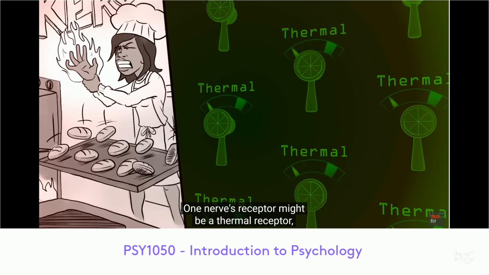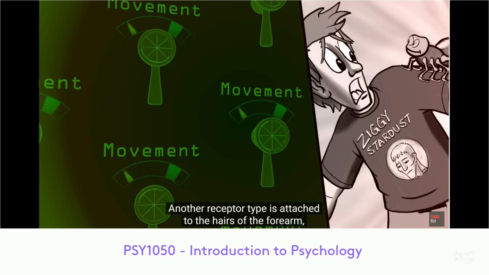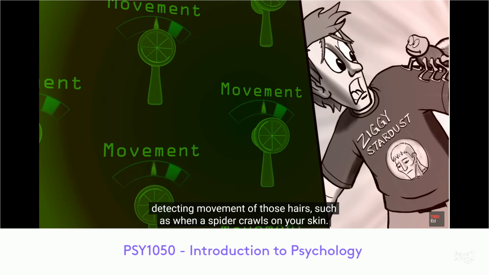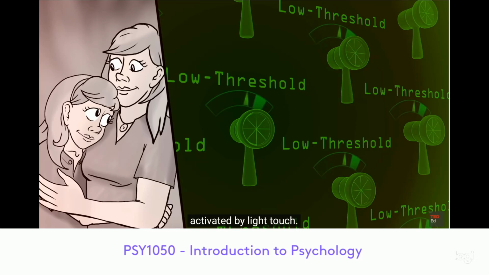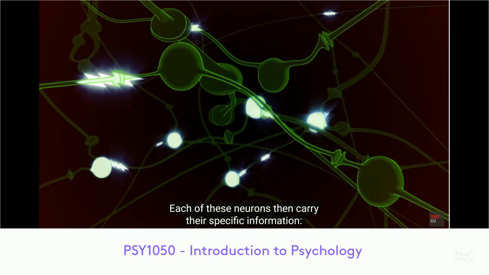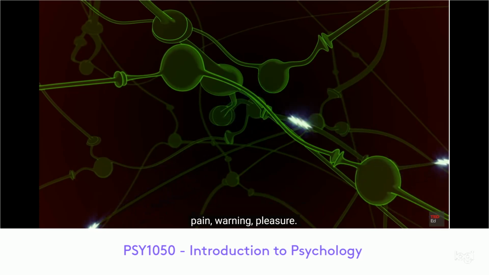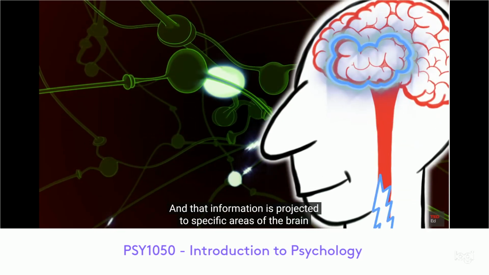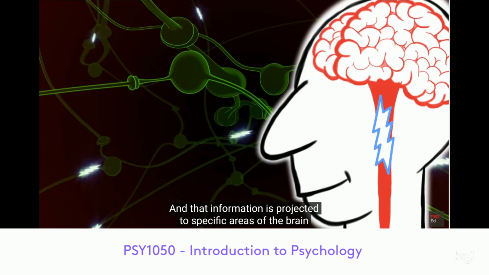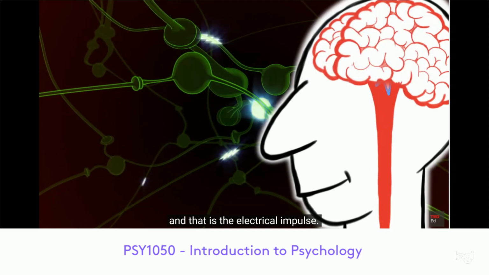One nerve's receptor might be a thermal receptor, designed only to respond to a rapid increase in temperature. Another receptor type is attached to the hairs of the forearm, detecting movement of those hairs, such as when a spider crawls on your skin. Yet another kind of neuron is a low-threshold mechanoreceptor, activated by light touch. Each of these neurons then carries its specific information, pain, warning, pleasure, and that information is projected to specific areas of the brain, and that is the electrical impulse.